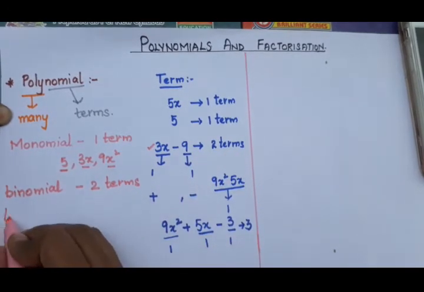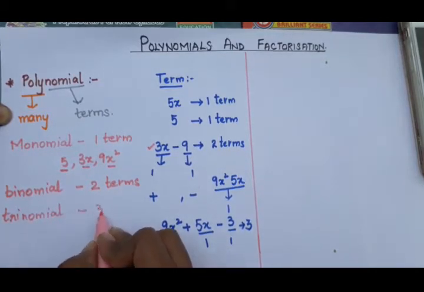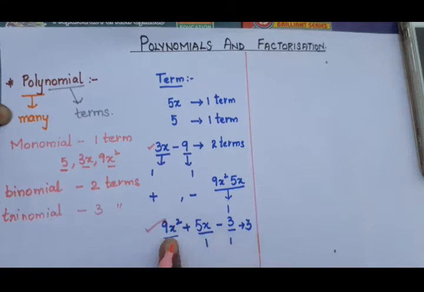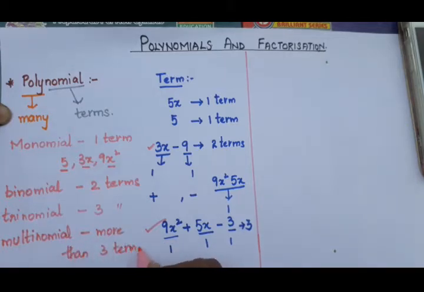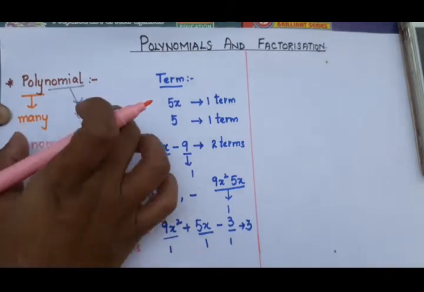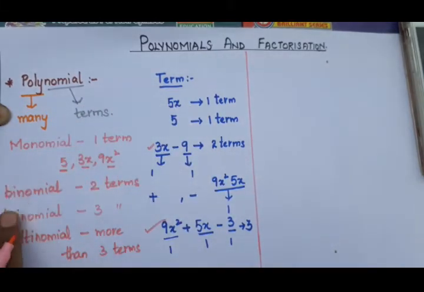Trinomial, tri means what? 3. So it has 3 terms. Now children, this is the example for trinomial. Then multinomial, that is more than 3 terms, children. Multinomial is more than 3 terms. So polynomial is nothing but many, nomial means terms. Many terms: monomial, binomial, trinomial, multinomial.